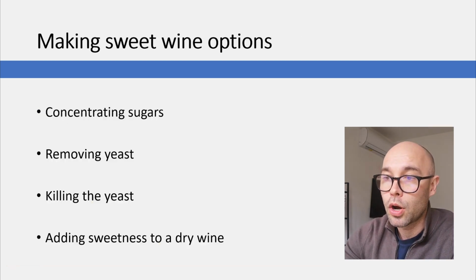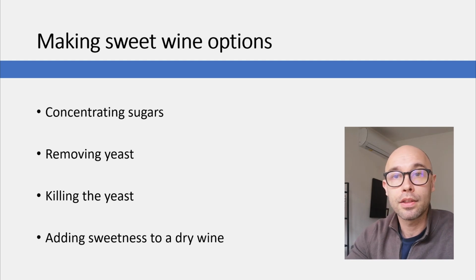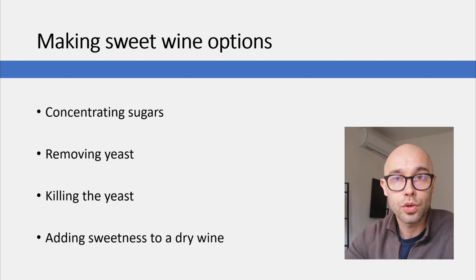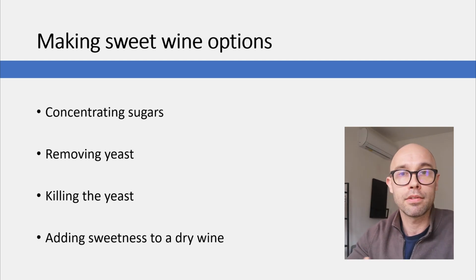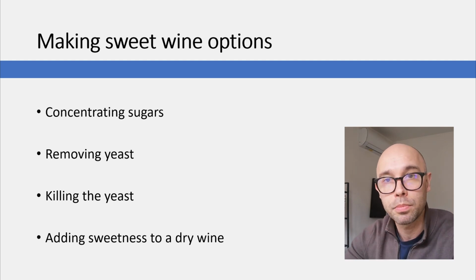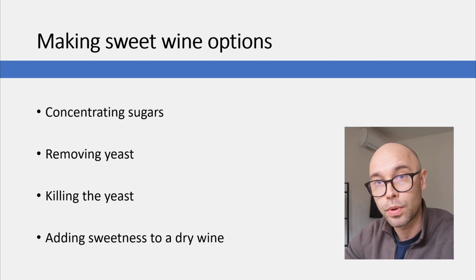Making sweet wine options. Sweet wines are wines that have either residual sugar, meaning sugar that is not converted into alcohol, or additional sugar is added to the wine. There are different levels of sweetness. The wines can be off dry, meaning that they have just a little bit of sugar inside, or they can be lusciously sweet.